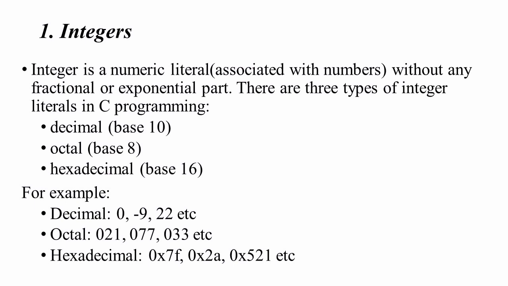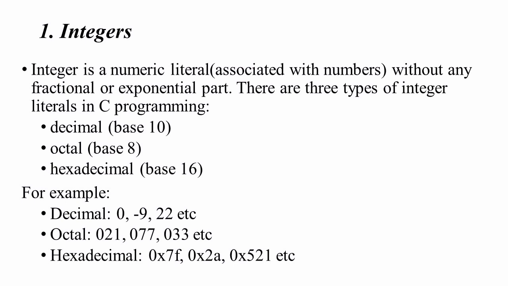The first literal is integer literal. An integer is a numeric literal without any fractional or exponential part. There are three types of integer literals in C programming. They are decimal base 10, octal base 8, hexadecimal base 16. For example, decimal values are 0, 2, 9 etc. Octal numbers are 021, 077, 033 etc.